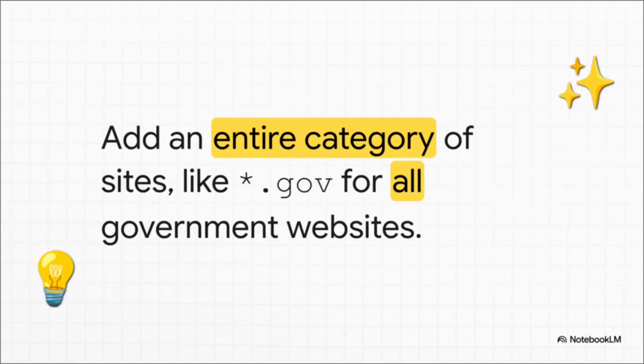And hey, here's a little pro tip for you right off the bat. You don't have to add every single site one by one. You can actually use wildcards. So, for example, if you wanted to search every single US government website all at once, you just type in *.gov. Boom. This is so powerful for doing that kind of broad, yet totally focused research.